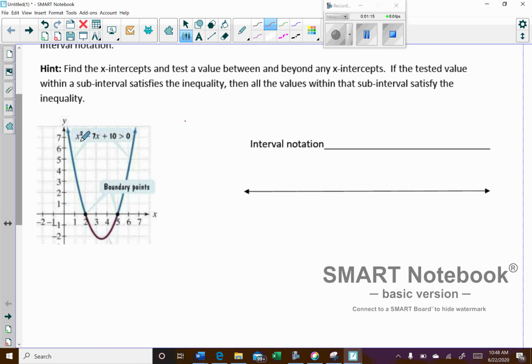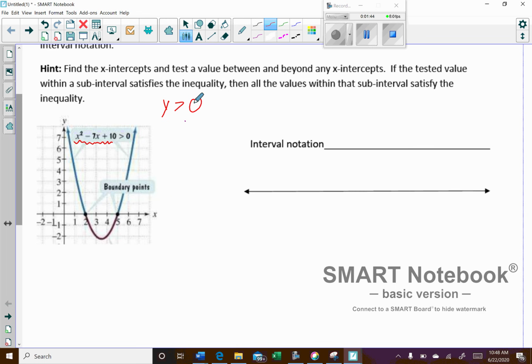We have x squared minus 7x plus 10, and we want that to be greater than 0. Basically, you want the results to be greater than 0. When you look at this xy axis, the y is what you're going to get in return. It's what you plug in for x, and then what comes back is your y value. So we want the y values to be greater than 0.